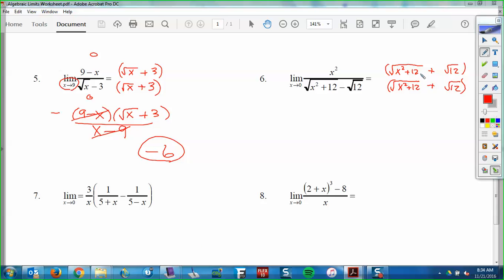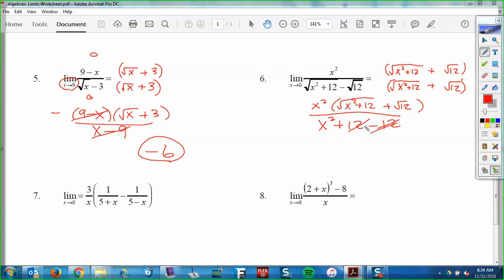There's your answer. On this one, when you multiply at this bottom, you're going to get x squared plus 12 minus 12, right? Because this radical times that radical is going to be x squared plus 12. This radical times that radical is just going to be 12. The 12s are going to cancel. You end up with that on the bottom. The top is messier, but we don't care. Just write it. Just write it down.